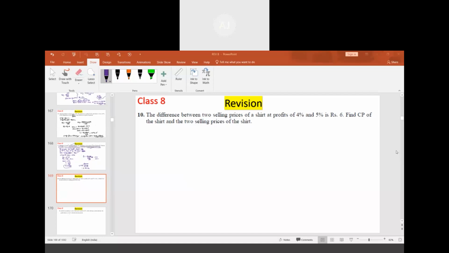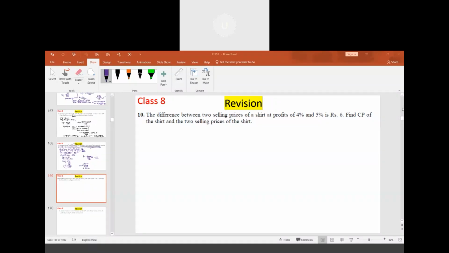594. But as you said, the value of X, that is CP, is 600. So it has to be more, no? Profit he is having, not the loss. Yes, sir. 5% profit will be more. Selling price is more, sir, than the cost price.